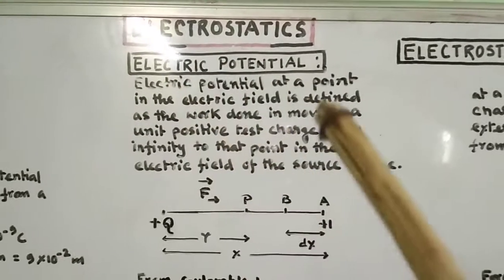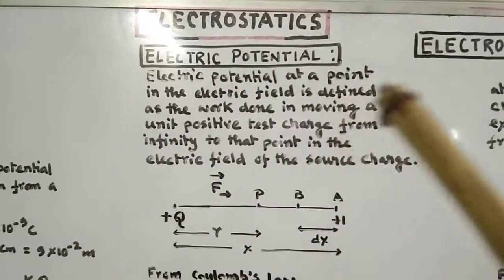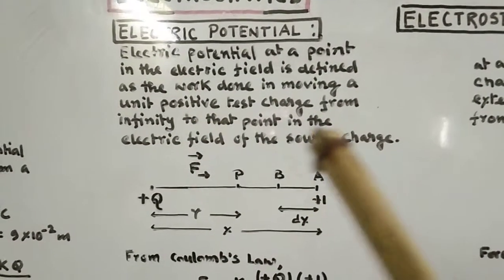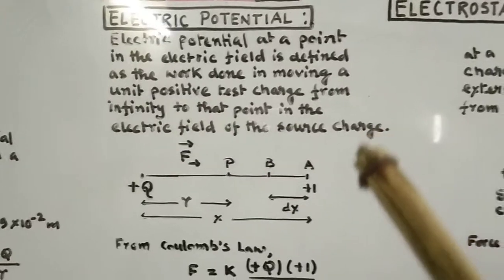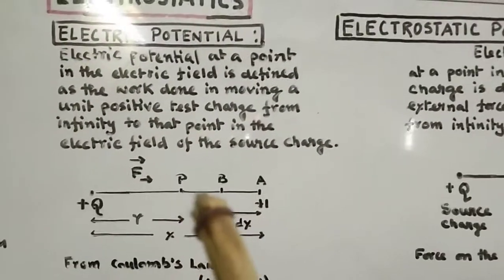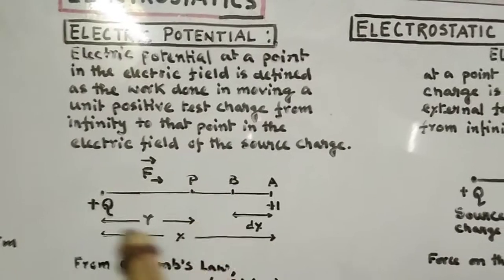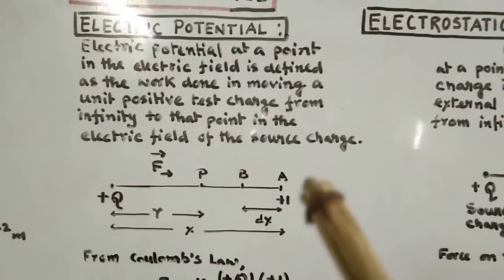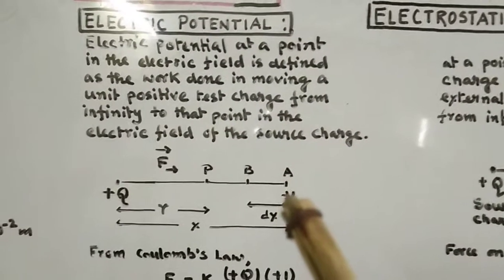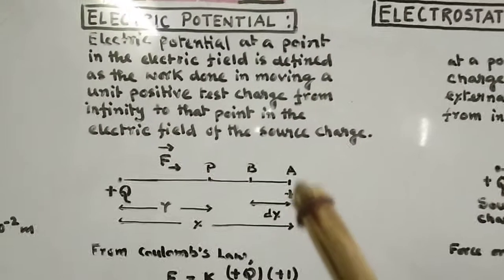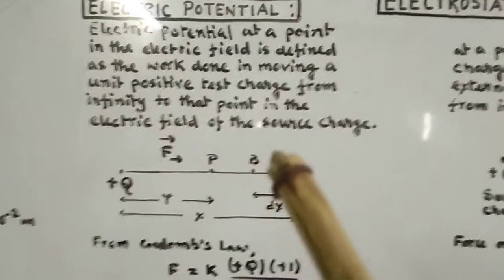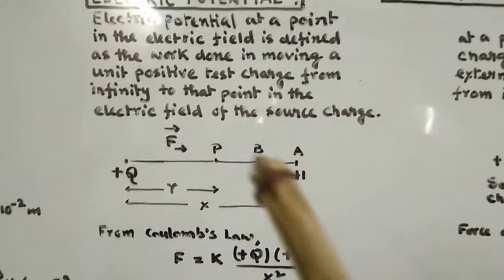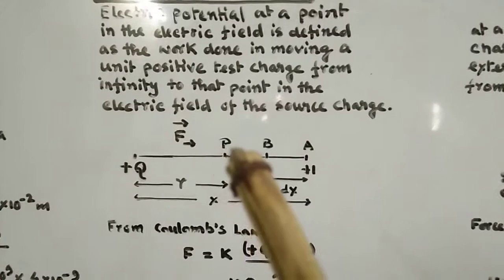So it says that electric potential at a point in the electric field is defined as the work done in moving a unit positive charge from infinity to that point in the electric field of the source charge. So here we are trying to define potential at P, which is at a distance r from the source charge, and for that we have considered two points A and B. At A we have placed a unit positive charge, and we will bring this unit positive charge from A to B, and we will define the work done, and later on we will integrate to define the potential at P.